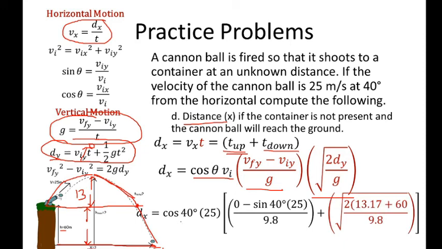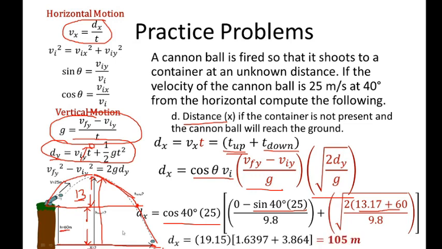Substituting values, we have this equation: cosine 40 times 25, and then the final velocity is 0, this is viy, then gravity, then this is 2 times dy. So dy is 13.17 plus 60. That comes from the 60 plus the 13.17, our answer a while ago. We added that because that is the whole dy, and then divided by 9.8. This one right here is vx, and the computed value of dx.